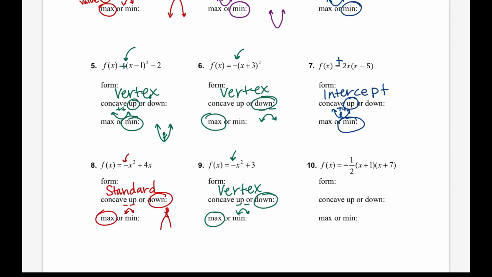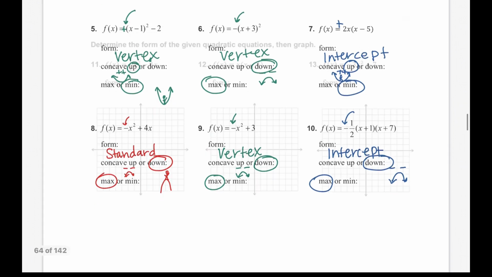Number 10, there's not an x squared and an x, but there is an x and an x. So this is going to be in intercept form. It has a negative in the front. Negatives make a frowny face going down.